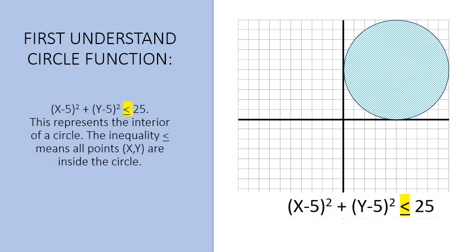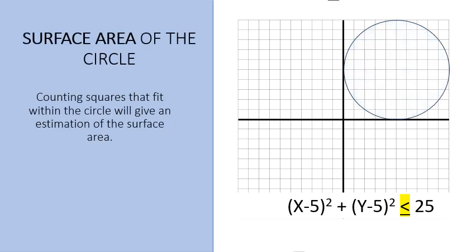To calculate the area of a circle, use an inequality, less than or equal to, instead of an equality, equal sign, to ensure all points inside the circle are included. You can estimate the circle's area by counting the squares that fit entirely within it.